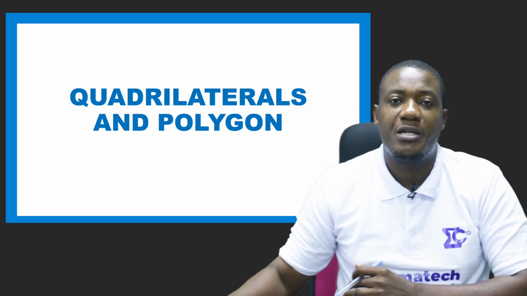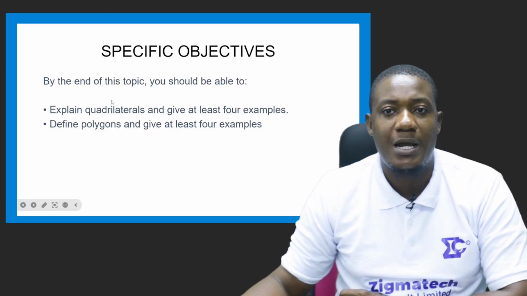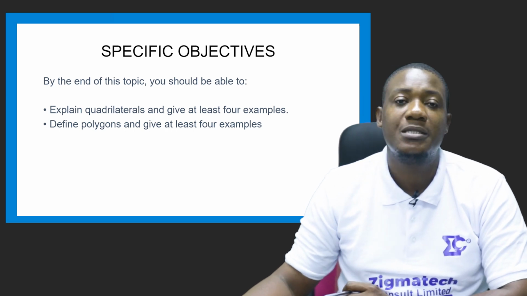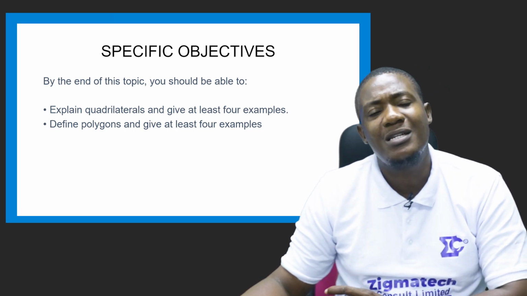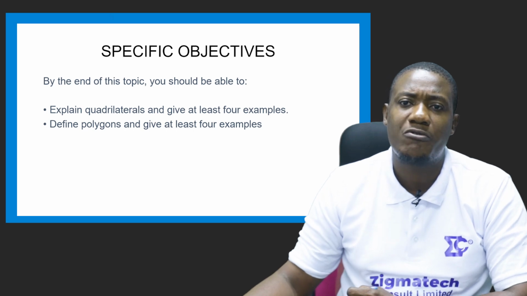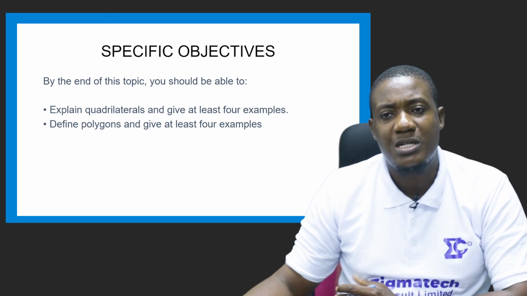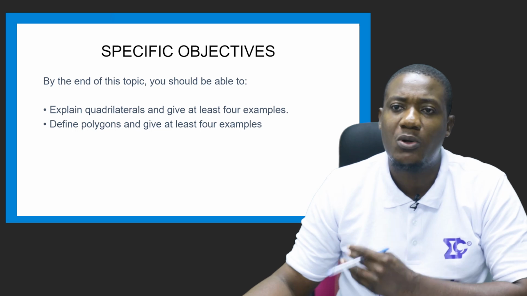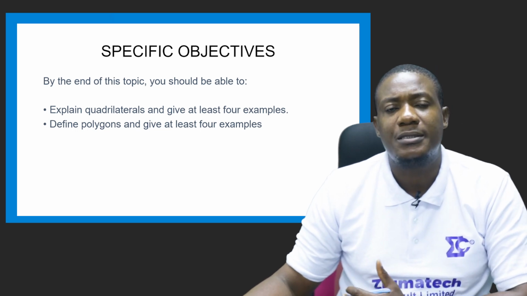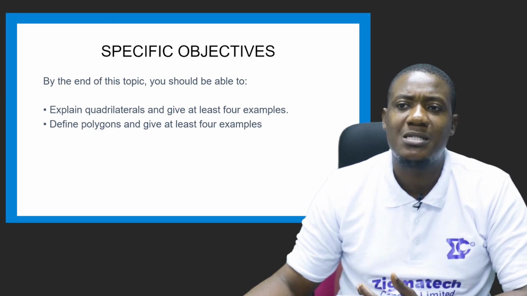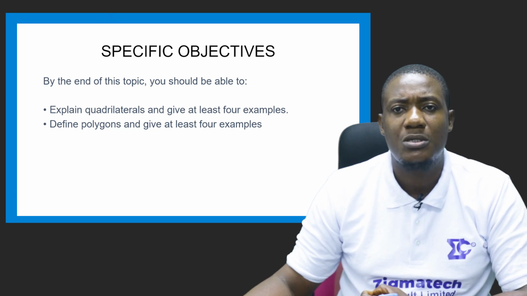technology. So by the end of this topic, I expect you to be able to explain quadrilaterals and give at least 4 examples of quadrilaterals. I also expect you to define polygons and give at least 4 examples of polygons.